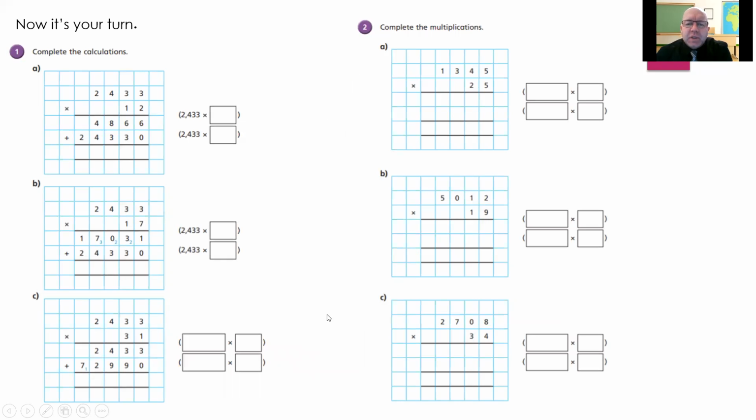Okay. Now here's 6 questions for you to have a go at. The first one, we just want to know the final answer and what you've multiplied in each step. Same for B. What's the final answer and what have you multiplied by? C, final answer. And then what are the 2 calculations that you had to do? And then question 2, we've got the whole questions for you to have a go at. A, B, and C, have a go at the whole questions. Pause the screen, have a go at those.